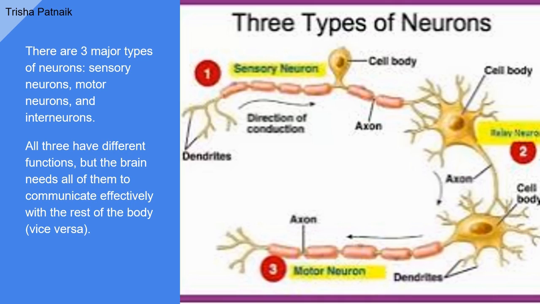There are three major types of functional classifications for neurons: sensory neurons, motor neurons, and interneurons. Bipolar neurons tend to be interneurons. Unipolar neurons tend to be sensory neurons. Multipolar neurons tend to be motor neurons. All three have different functions, but the brain needs all of them to communicate effectively with the rest of the body and vice versa.